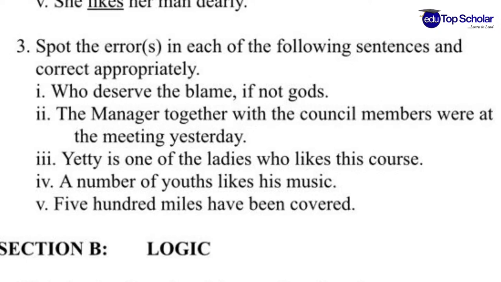So you see that together with, we call it accompaniment in the rules of concord. So you are not going to make them part of the subject. So the subject is the manager. Then we have accompaniment there, together with the council members. You remove them. So we have the manager with the council members was at the meeting yesterday.